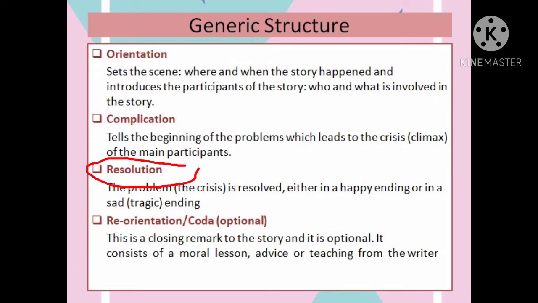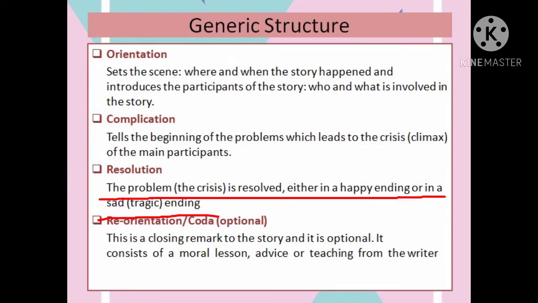Next, resolution. Resolusi. The problem or the crisis is resolved either in a happy ending or in a sad or tragic ending. Jadi resolusi di situ adalah merupakan bagian dari penyelesaian masalah yang terjadi dalam cerita tersebut. Because there is a story, karena cerita, so it can be happy ending or sad ending. Jadi bisa memiliki akhir yang bahagia ataupun yang sedih.